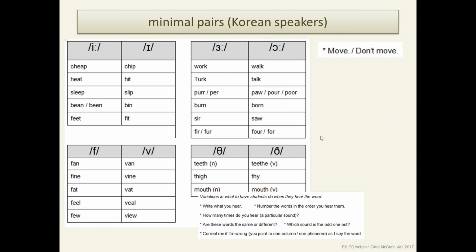Now, obviously, you'd go a little bit more slowly, but helping them just differentiate words, finding which one's the odd one out. Or that rather tricky one at the bottom, correct me if I'm wrong, where you're pointing to one particular word as you say it, and they have to tell you if you're saying it correctly or not.